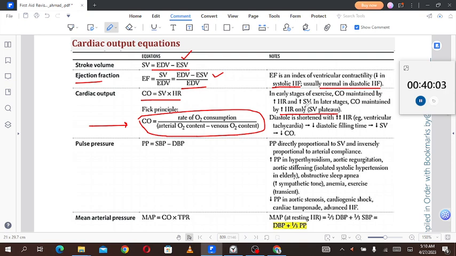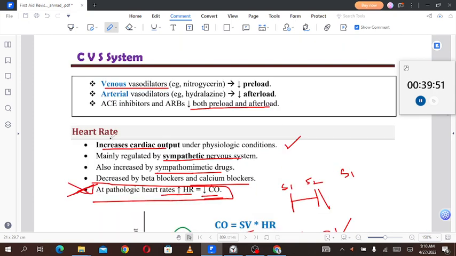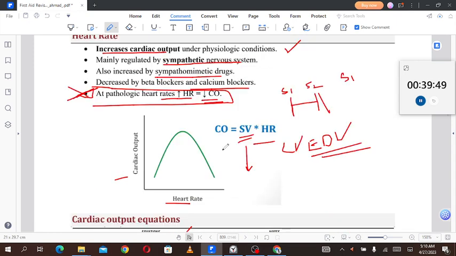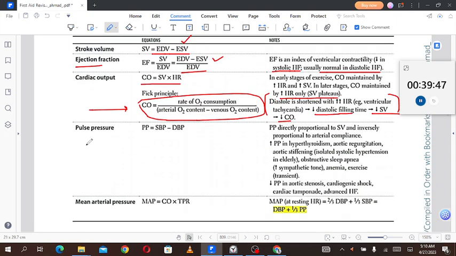Okay, diastole is shortened with increased heart rate. For example, in ventricular tachycardia, decreased diastolic filling time, decreased stroke volume, and ultimately decreased cardiac output. So this is the explanation of that line, this line over here: that at pathological heart rate, the increased heart rate will decrease the cardiac output. Okay, then let's talk about pulse pressure.